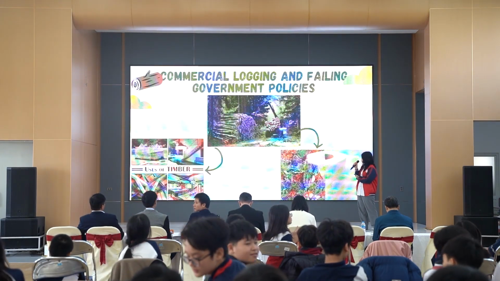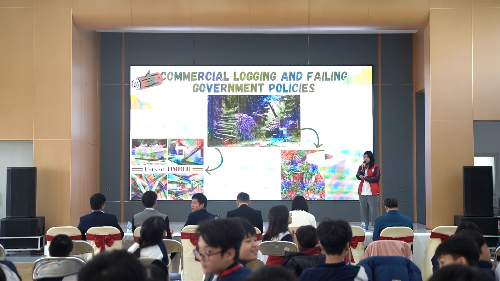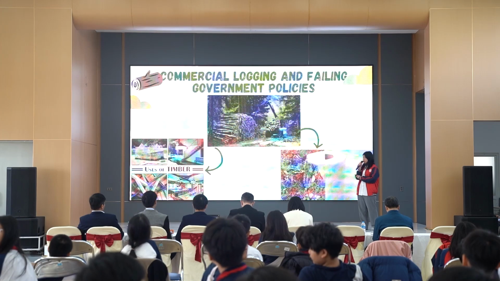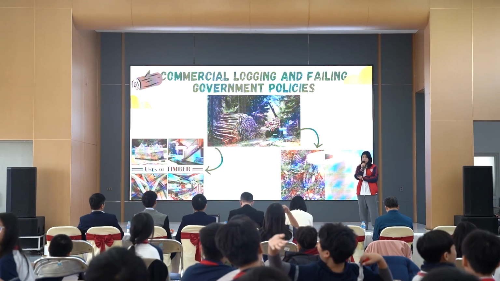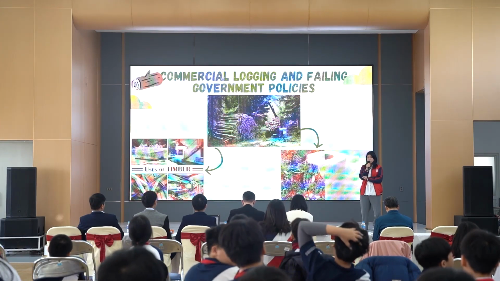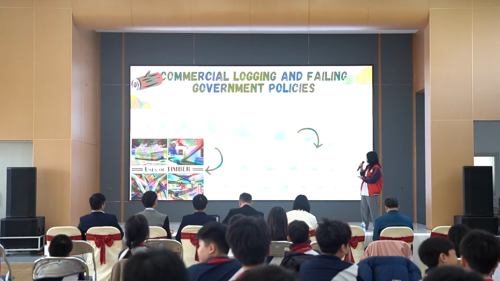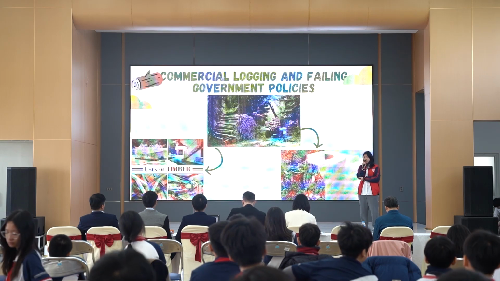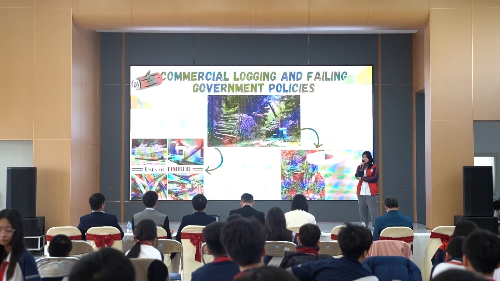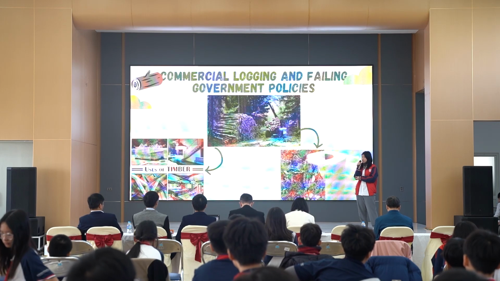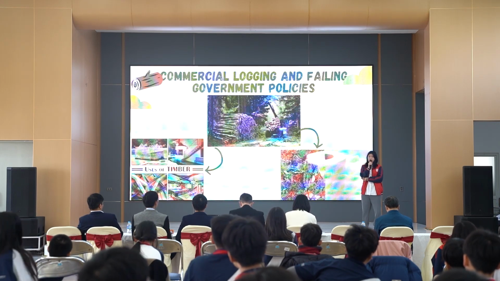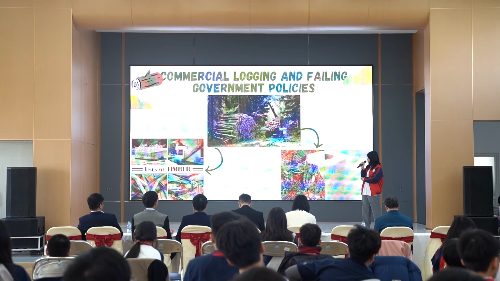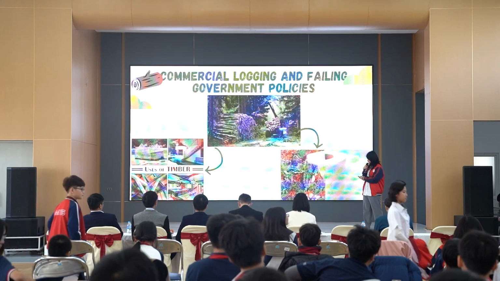The second driver is commercial logging and failing government policies. Many trees have been cut down in Africa to extract timber, to build houses and furniture, and for pulp, a crucial resource to produce paper. And logging also opens the way for extraction by international companies. In the Democratic Republic of Congo, the government issues illegal logging permits to local and foreign companies, increasing the rate of deforestation in this country.